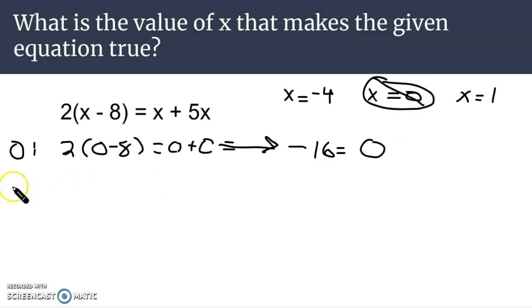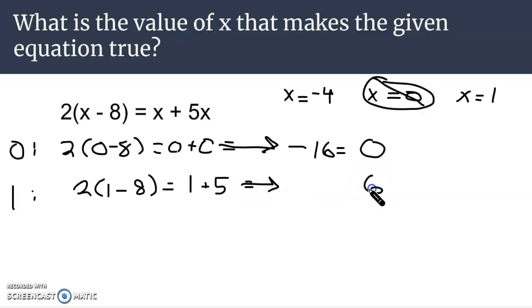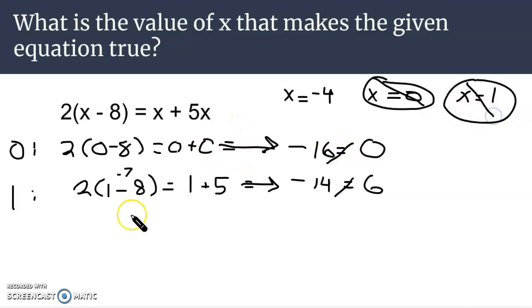Let's try x equals 1. 2 times (1 minus 8) equals 1 plus 5 times 1, which is 5. So on the right side of the equation, we'll have a 6. On the left side, 1 minus 8 is -7. -7 times 2 is -14. Nope, those are not equal. X equals 1 doesn't work.